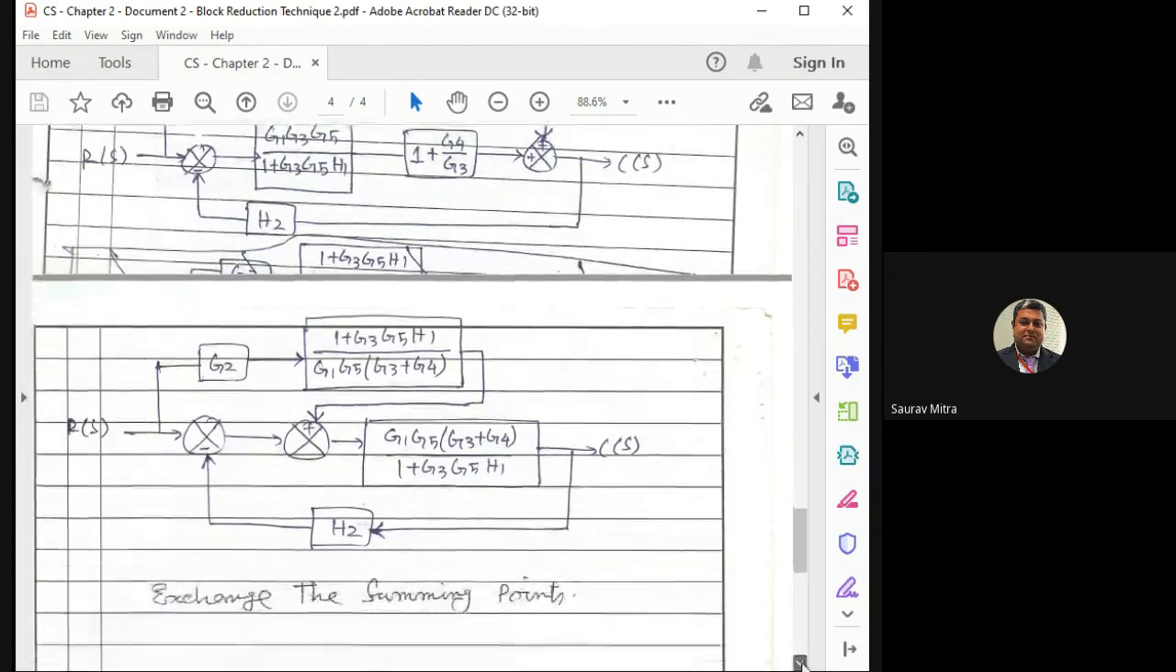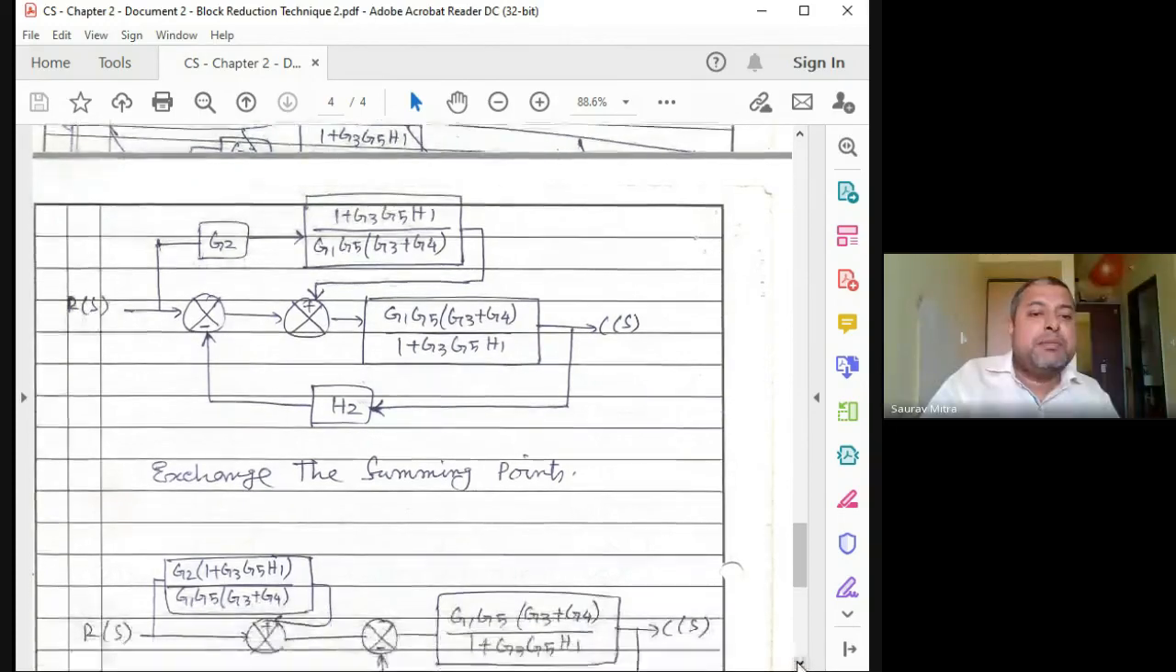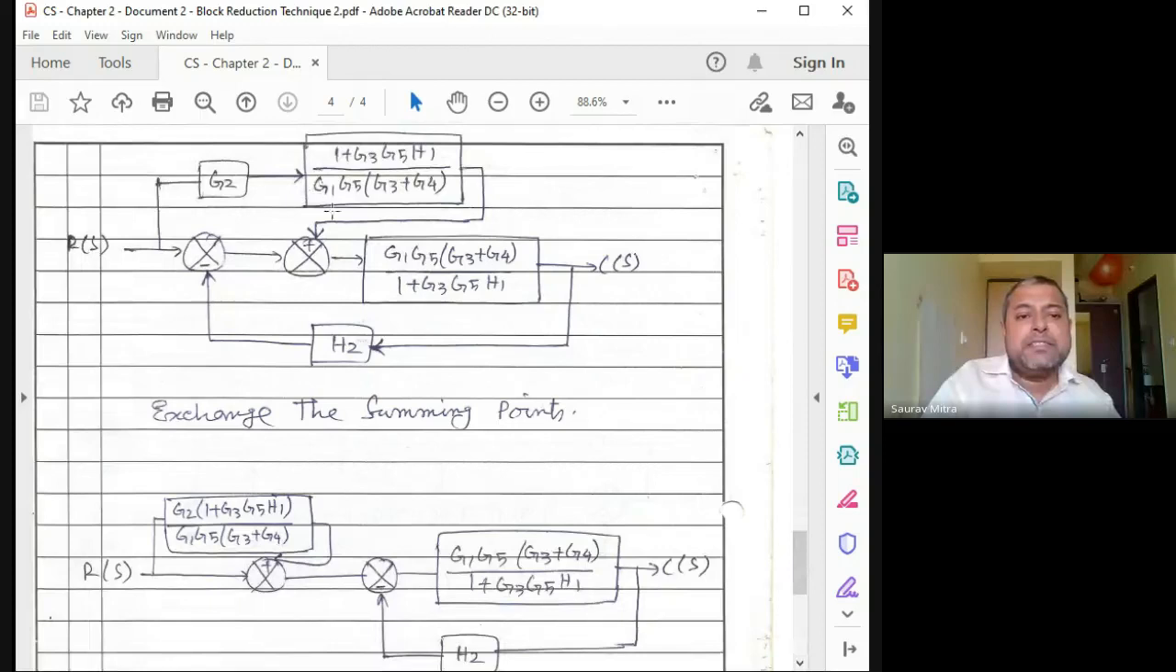So this is the step which is very important, and after this you can find that there are two summing points which are in front of each other. That means these two summing points are in front of each other. So what we can do is exchange the summing points. So you can find this step. Okay, and after that you can exchange the summing points. That means this summing point with this input will come here, and this summing point with the H2 input will come here. So this is the second step.